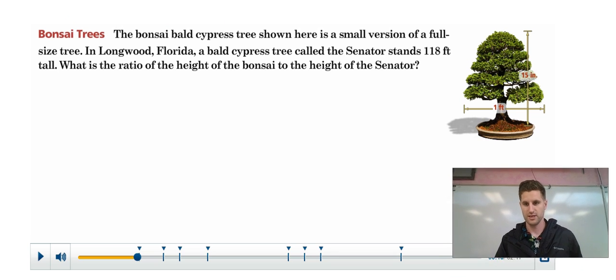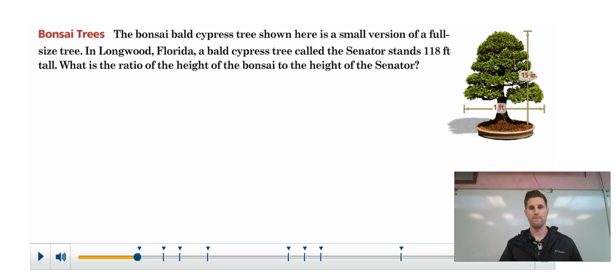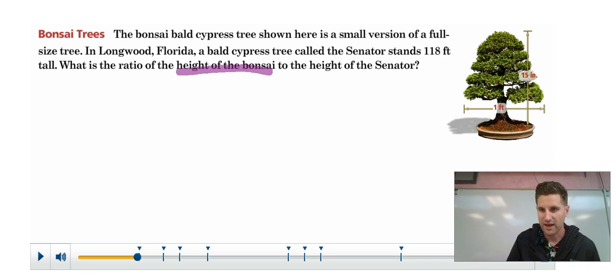Take a look. We are looking at a bonsai bald cypress tree. Shown here is a small version of a full-size tree, so this is a miniature version. In Longwood, Florida, a bald cypress tree called the Senator stands 118 feet tall. What is the ratio of the height of the bonsai to the height of the Senator? If we look here, we have the height of the bonsai, which is given to us as 15 inches. And the height of the Senator was given to us in the problem.